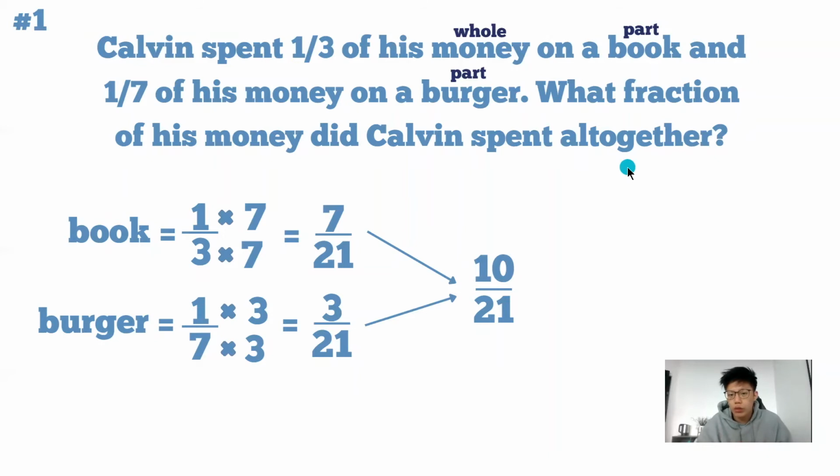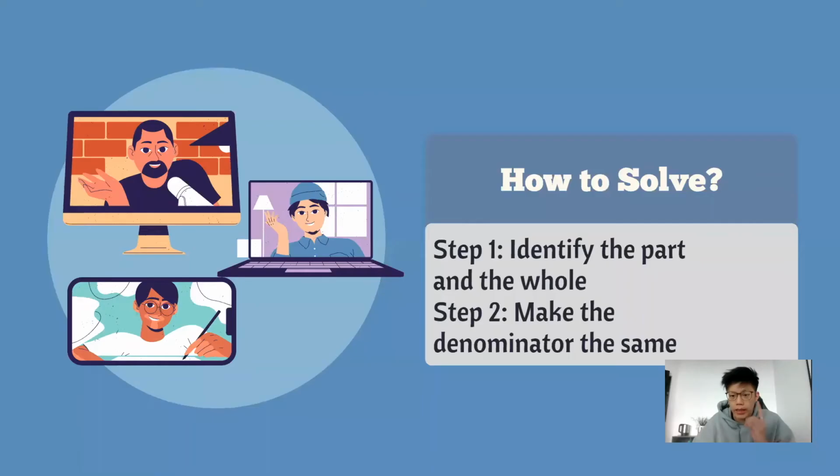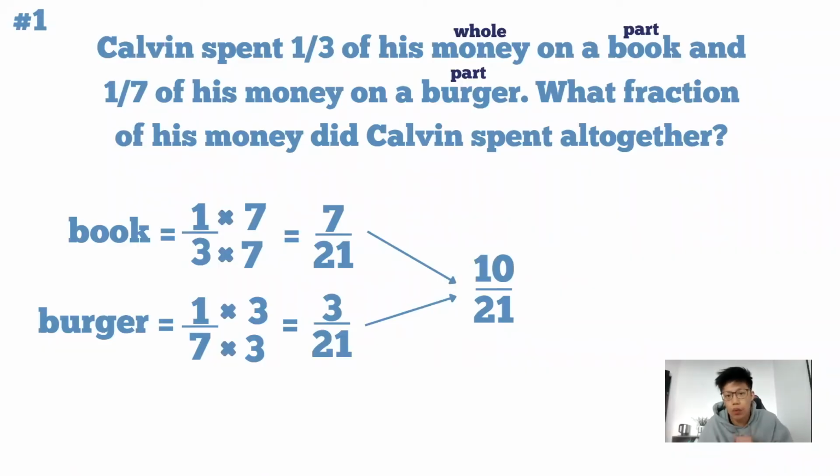So what we want to do, remember just now, in the previous slide, I talked about how we have to identify the part and the whole. So I am applying my step number 1. What did I do? I identify my part. I know that book is my part and money is my whole. Which means to say, whatever I've spent should come from that piggy bank, or from that whole. That is the reason why I can apply step number 2, which is to make the denominator the same, because it all comes from the same whole.